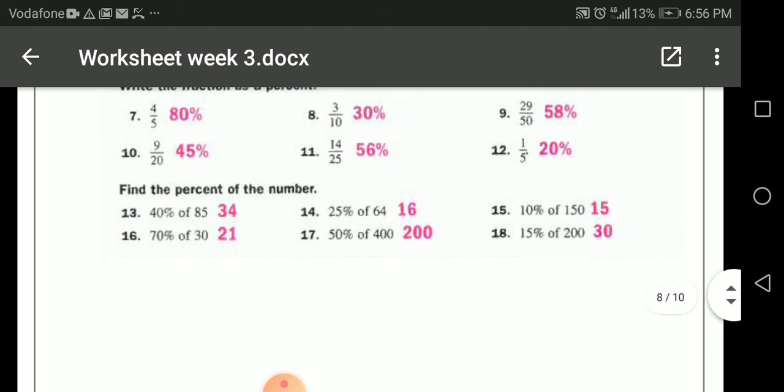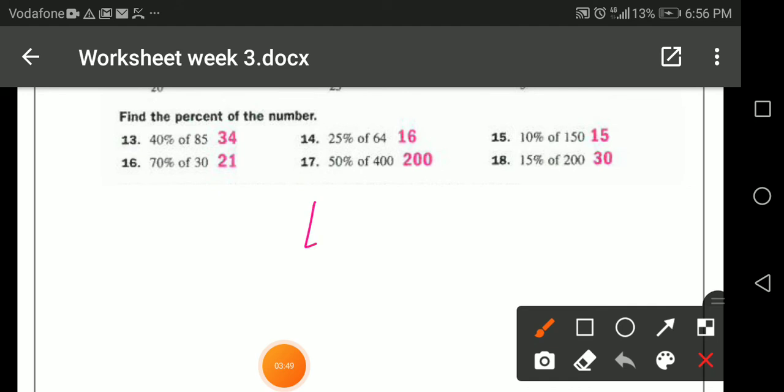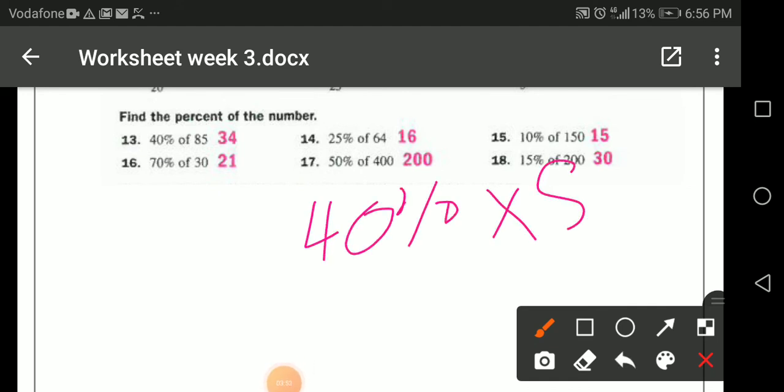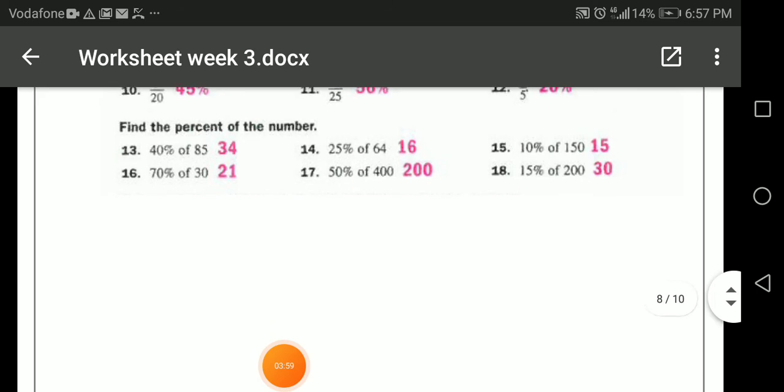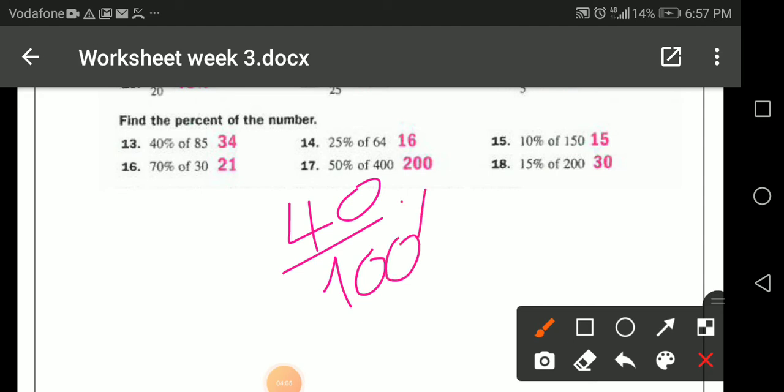Okay. Find the percent of the number. So we have 40% of 85. How can we solve it? We have 40%. I need the marker. 40% means 40 over 100, multiplied by 85. How can I do it?